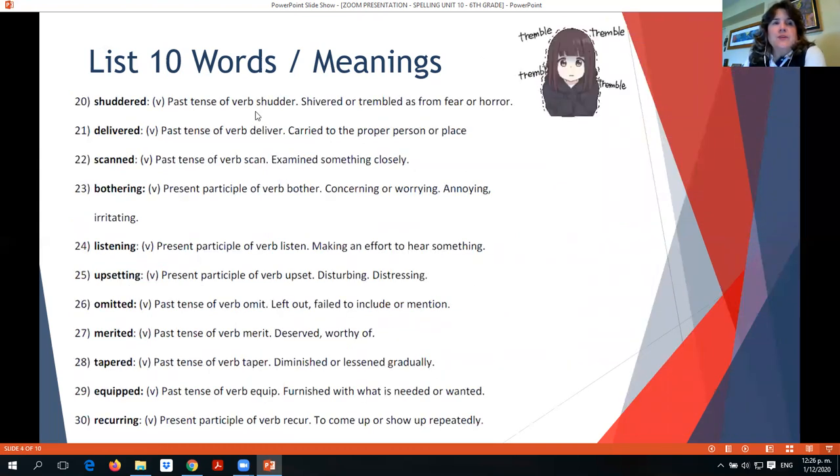Shuddered, or word number 20. Shudder means to shiver or tremble from fear or horror, okay? That you did that. You shuddered, you trembled, okay?